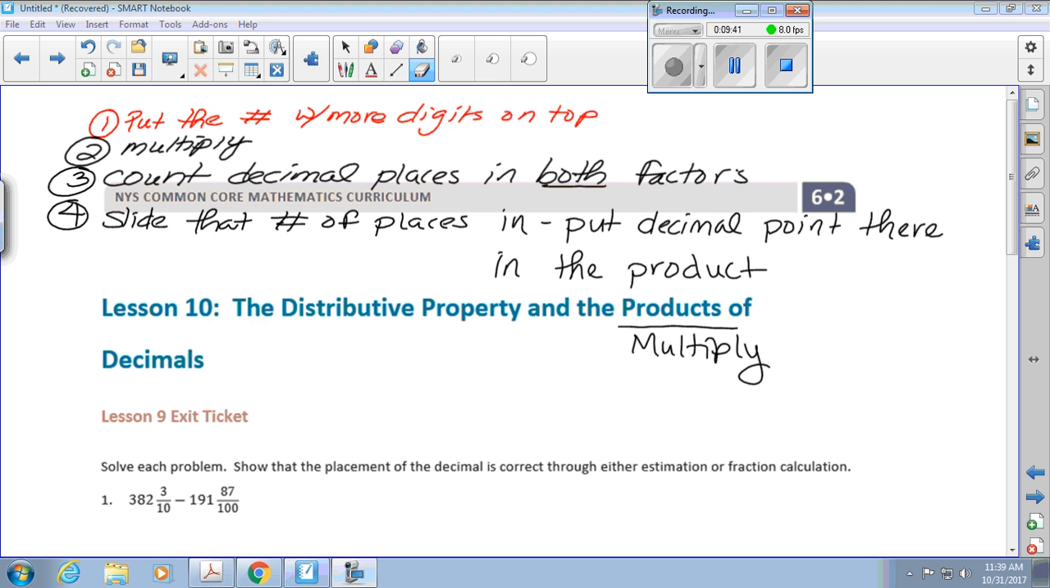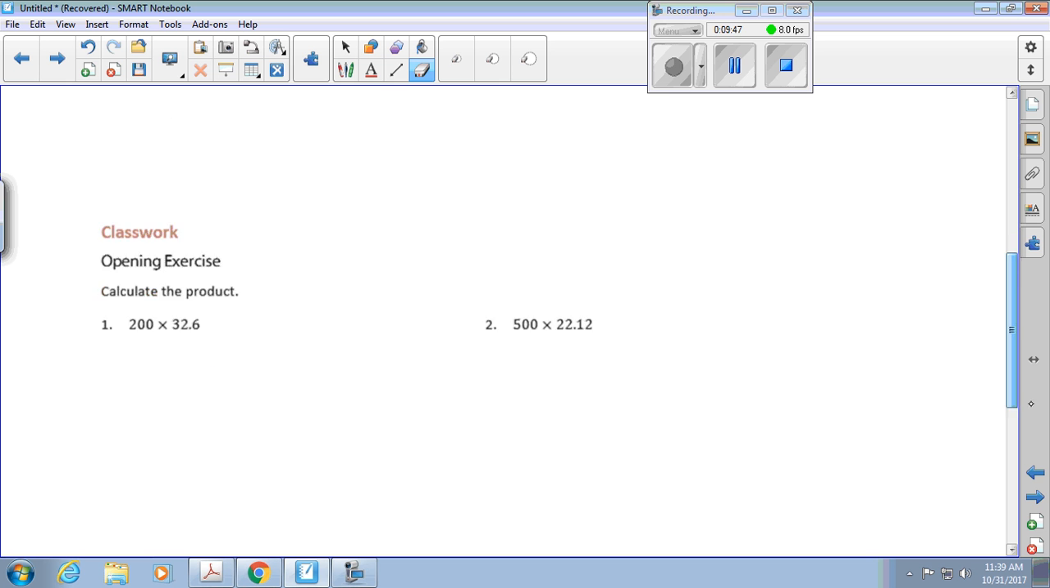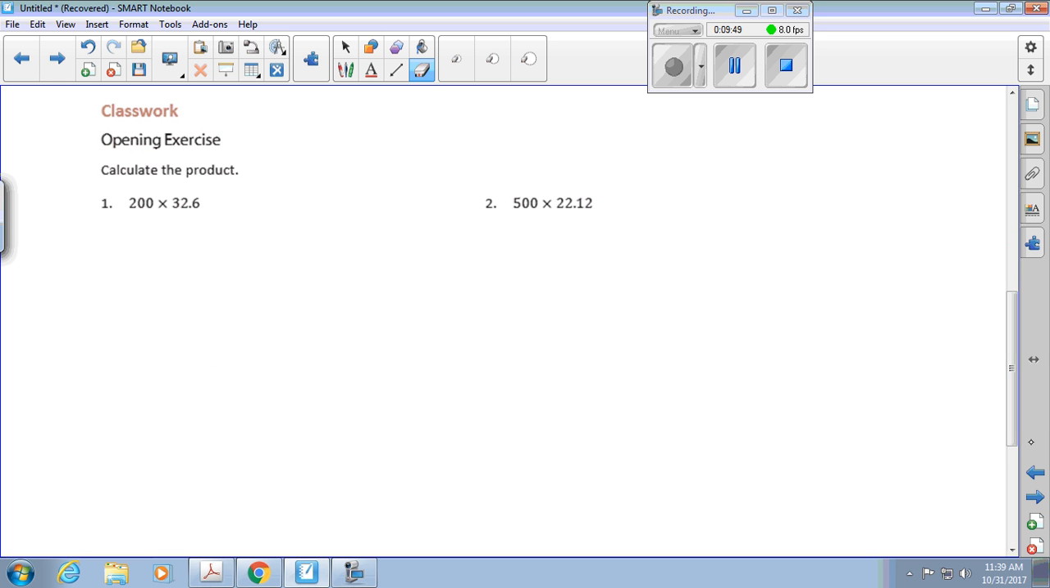All right, so we are going to practice a few of these. If you look at the bottom of this page at the opening exercise, it says calculate the product. We have 200 times 32 and 6/10. So you have an option here. They both have 3 digits, right? So technically it doesn't matter which one we put on top or bottom, but there is one that we can put on the bottom that is going to make life a little bit easier.